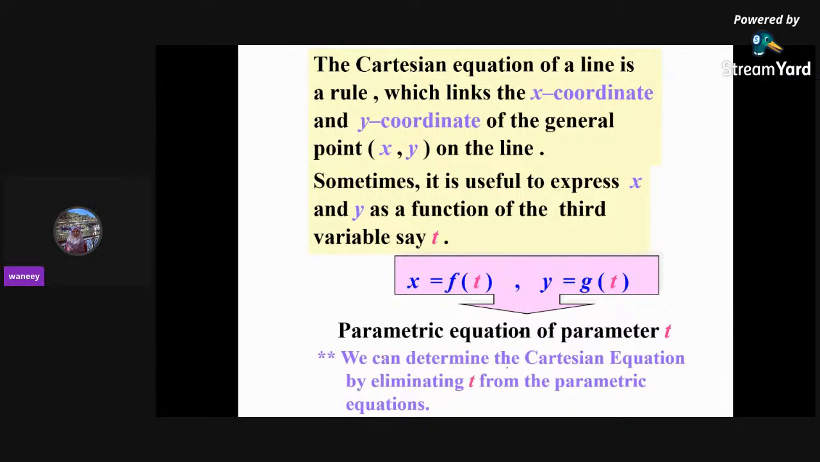Okay, so basically you can easily determine the Cartesian equation by eliminating the t from the parametric equation, but sometimes it can be quite tough to eliminate the t for both of them. So that is the reason why we simply differentiate them and then we're going to use the formula, the chain rule, of course, to find out what is dy over dx.